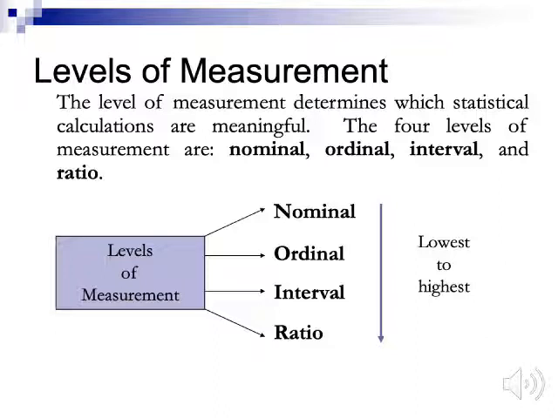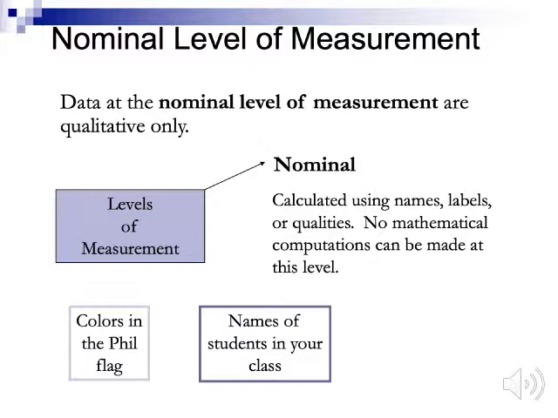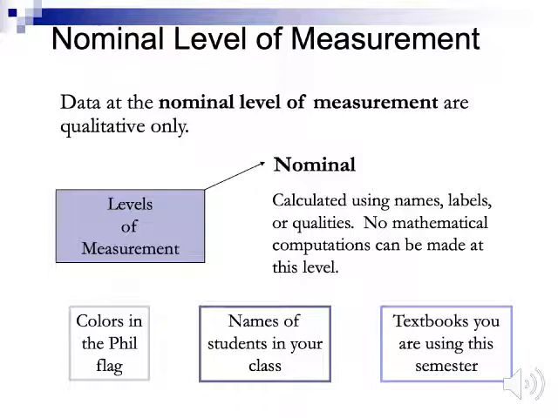So when we say nominal, that is names. So naming is nominal, as namings, labels, or qualities. There is no mathematical computation that can be made at this level, but you can summarize them in terms of frequencies, like the colors in the Philippine flag, that is nominal. The names of students in your class is nominal. Textbooks you are using this semester is nominal. Gender is nominal, but then you can summarize them in terms of numbers, how many are males and how many are females. Then we have the ordinal.